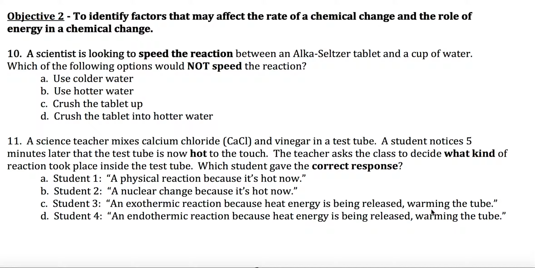Question 11. A science teacher mixes calcium chloride and vinegar in a test tube. A student notices 5 minutes later that the test tube is now hot to the touch. The teacher asks the class to decide what kind of reaction took place inside the test tube. Which student gave the correct answer? A. Student 1. A physical reaction because it's hot now. B. Student 2. A nuclear change because it's hot now. C. Student 3. An exothermic reaction because heat energy is being released, warming the tube. D. Student 4. An endothermic reaction because heat energy is being released, warming the tube.